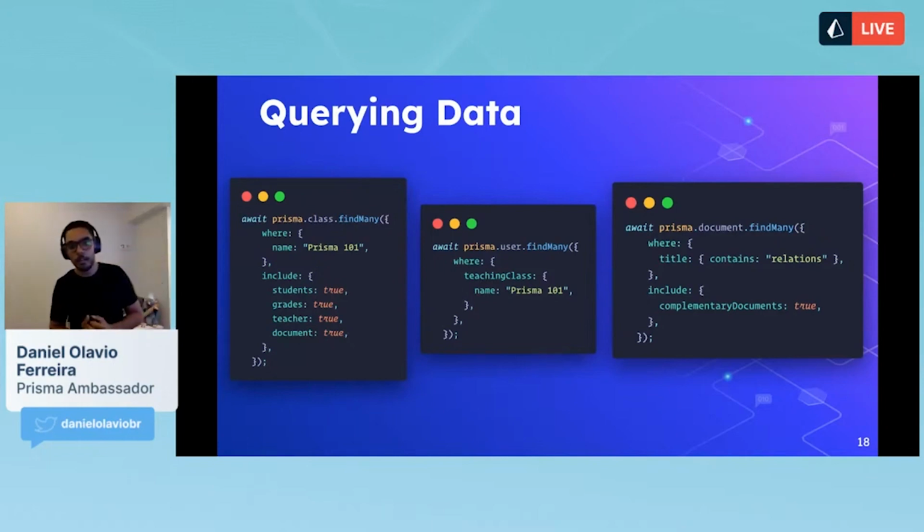And lastly, we're going to be looking for our documents. So we're going to find all of our documents. So findMany, where the title... Here we're using a really good feature from Prisma, which is contains. So wherever the title contains the word relations, and I want you to include the complementary documents.